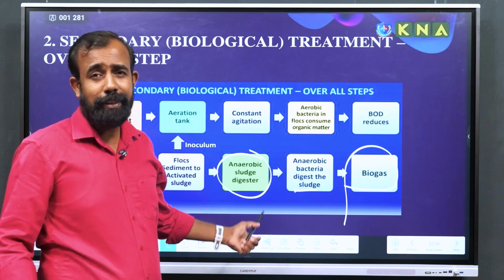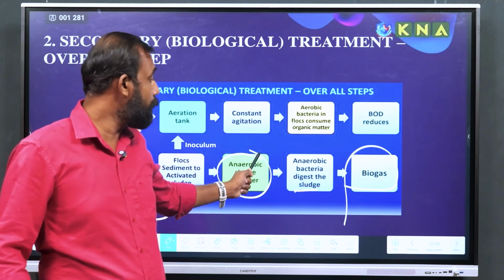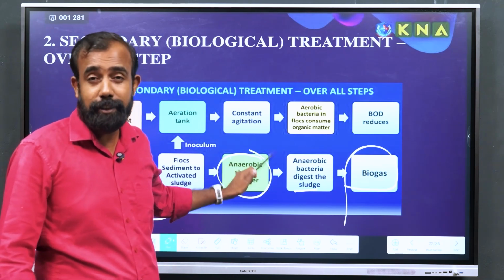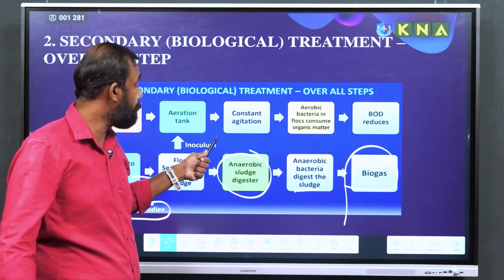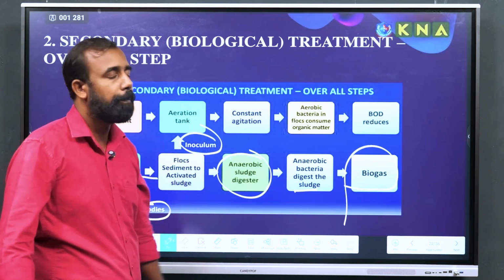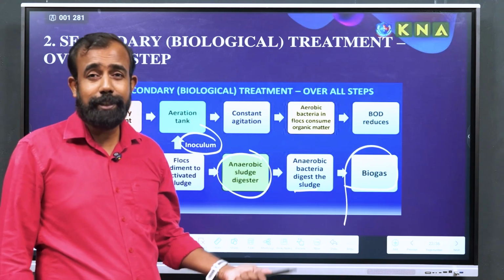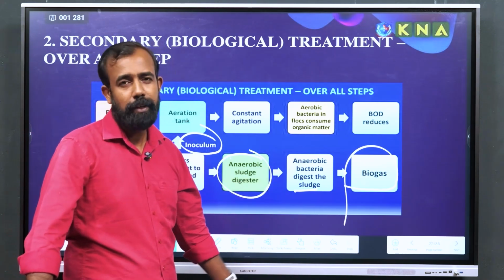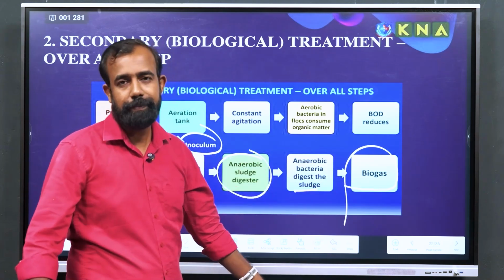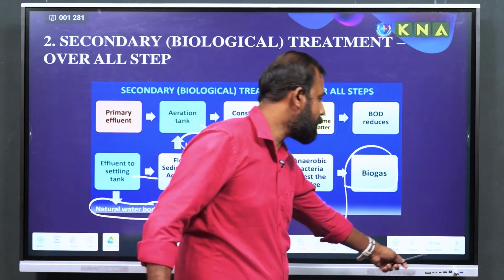Then the activated sludge is passed into anaerobic sludge digesters. A small part of it is given back to the aeration tank as inoculum. The anaerobic sludge digesters contain some anaerobic microbes. They digest the flocs. From there we will get the biogas. Clear? This is sewage treatment.